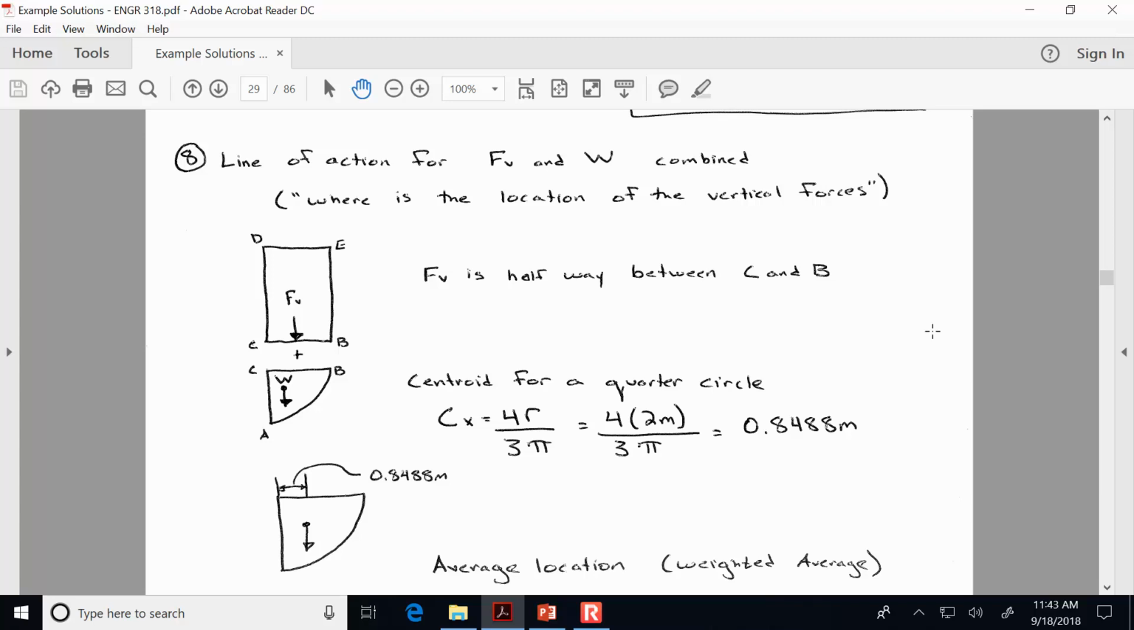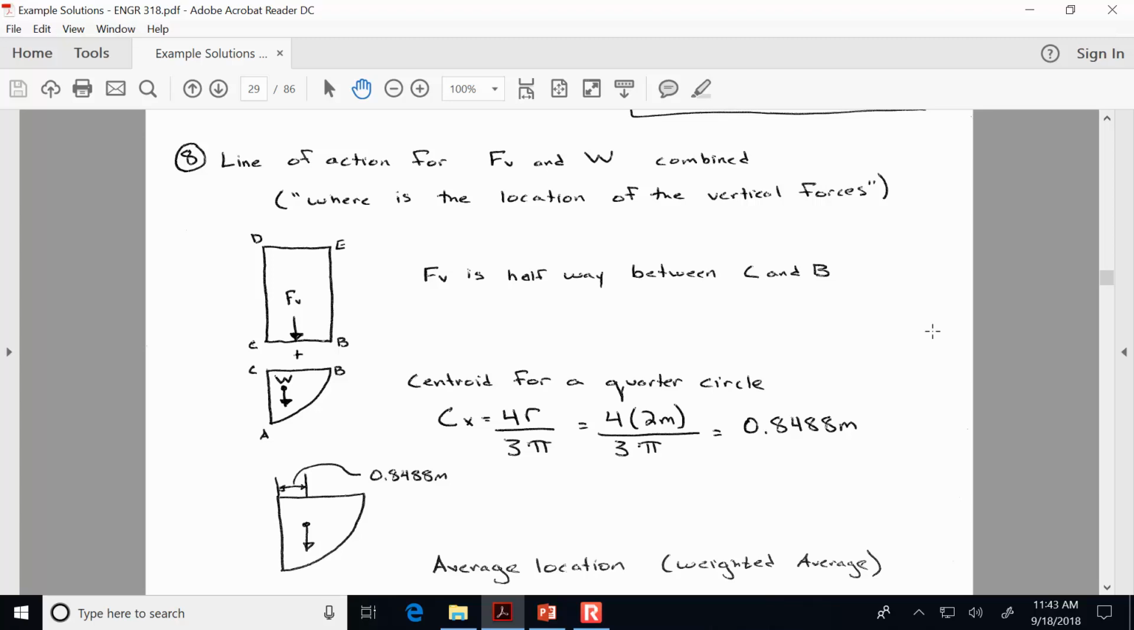So what we need to do now is come up with an overall weighted average of those two forces when we combine them together. Because we've got F sub v, which is a pretty big force, in the middle, and we've got W, which is a little bit left of middle. So when we combine those two forces together, where is the net resulting vertical force? Well, we can't just average it, like 1 from the left edge to F sub v and 0.8488. It wouldn't be reasonable to just do a simple average, combine them and divide by 2.